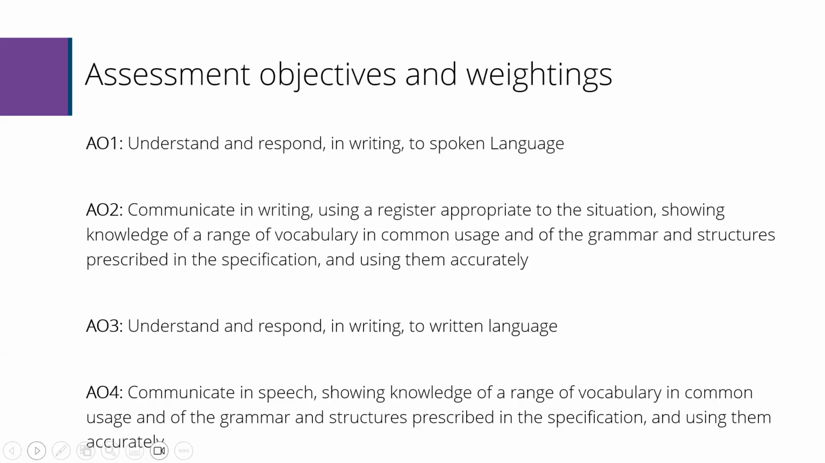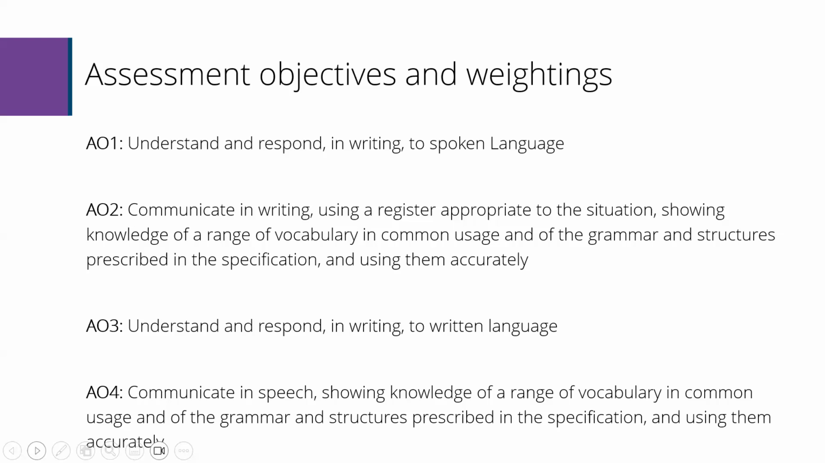Assessment objective 2 is communicating in writing using register appropriate to the situation, showing knowledge of a range of vocabulary in common use and of the grammar and structures prescribed in the specification, and also using them accurately. So that's writing. Assessment objective 3 is understand and respond in writing to written language. So that's reading, isn't it?